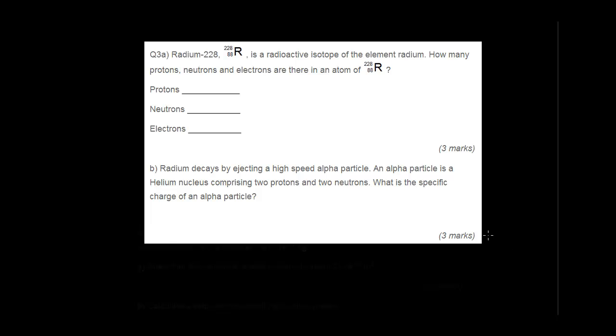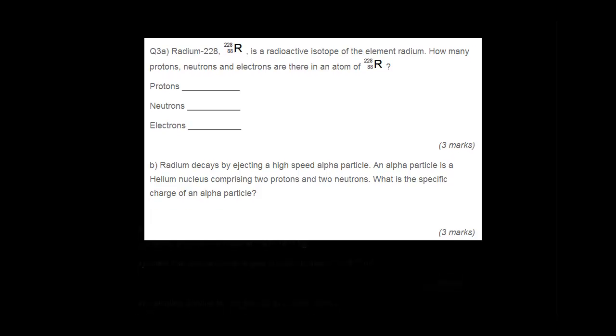Okay, good work. We've got 2 more questions to go on constituents of the atom. So here we are, question 3. Radium 228 is a radioactive isotope of the element radium. How many protons, neutrons, and electrons are there in an atom of radium? Hopefully you've had a go at this already, and I think by now you should be ninja experts at nucleon number and proton numbers, so let's just dive in.